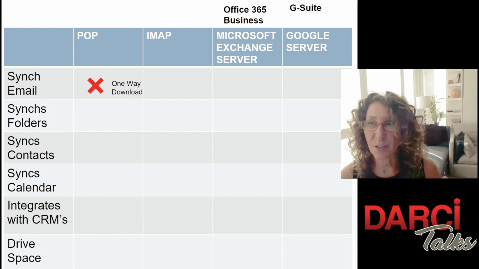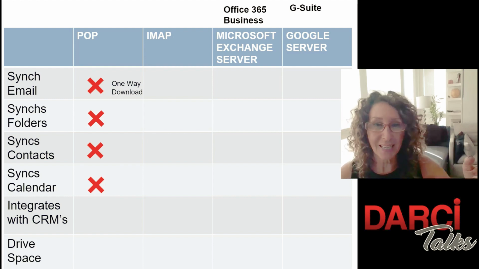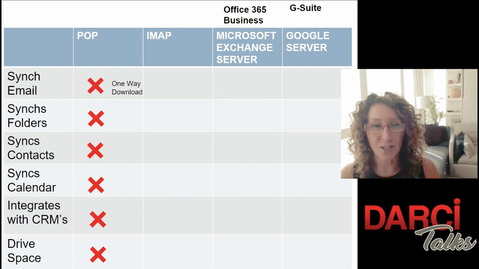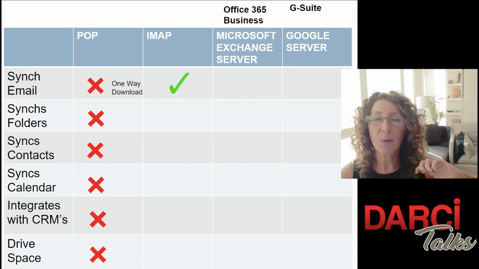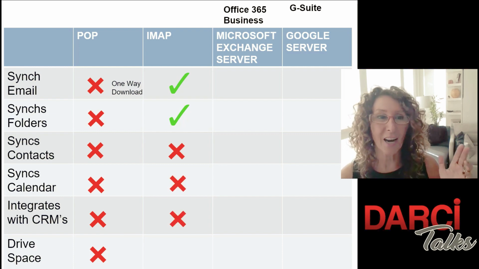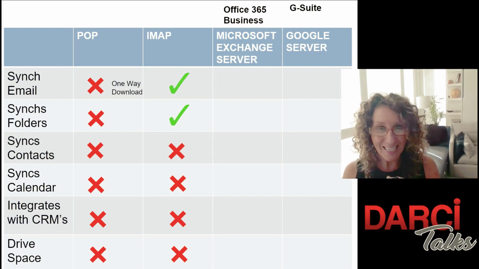It does a one-way download. So does it sync email, folders, contacts from all devices? No, it doesn't integrate with any real estate CRMs either, which means you're managing separate databases of contacts. It doesn't include any cloud storage drive space. IMAP is a little bit better if you're using IMAP, because it will synchronize your email. It'll synchronize the folders on each device, but it does not sync contacts, calendar, doesn't integrate with CRMs, no drive space.